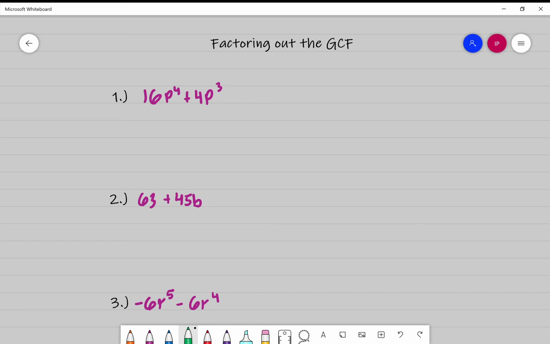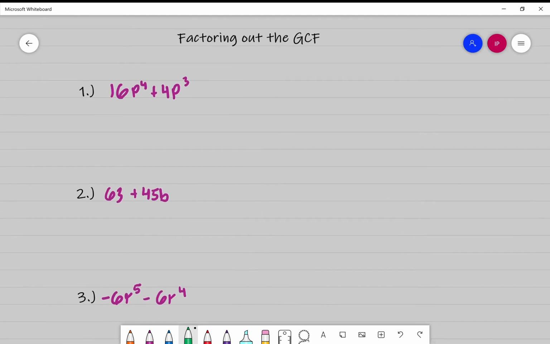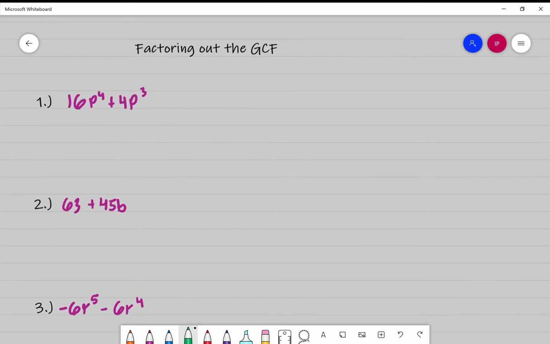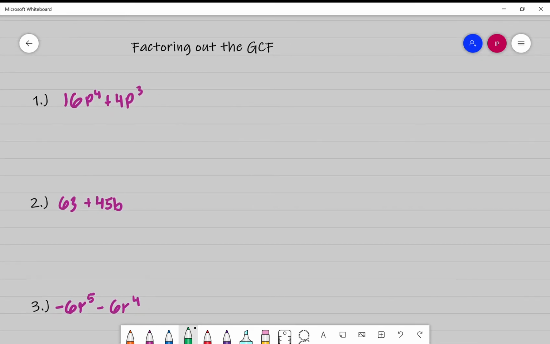Hello everyone. In this video we're going to be factoring out the GCF. So we're basically going to be using the skills that we formed in the last video of factoring the GCF, and we're going to use those skills to factor out the GCF. So first things first, what are we doing? Well, we're basically going to be finding the GCF of, in this case, two numbers, and then we're going to divide those two numbers by whatever our GCF is.